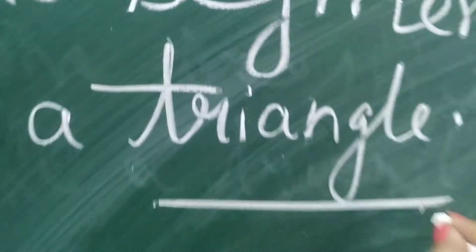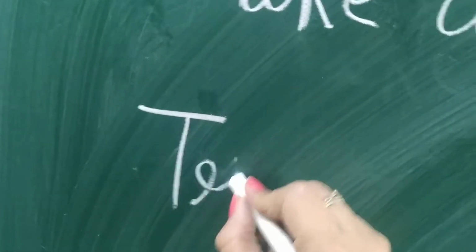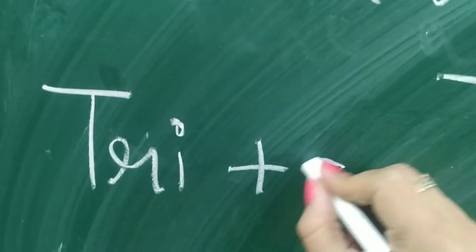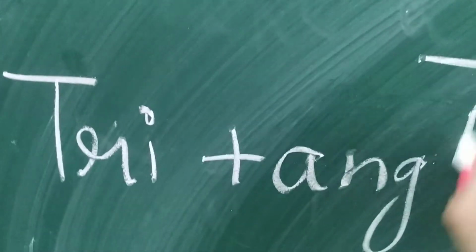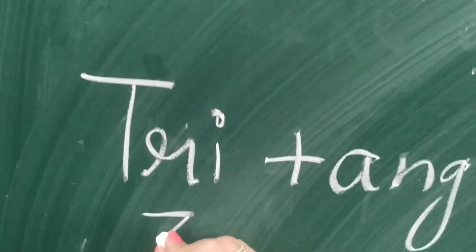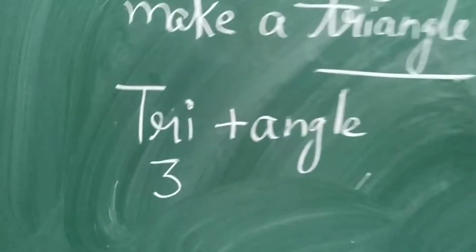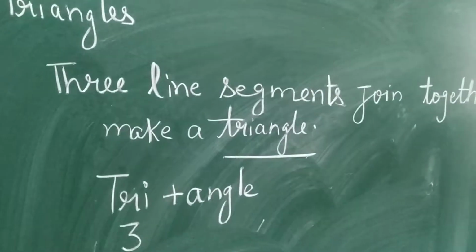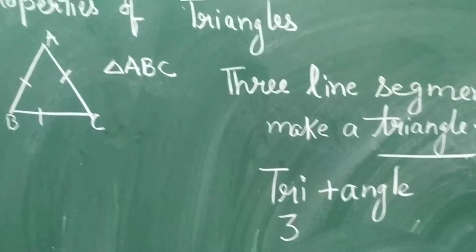Let's talk about this word triangle. Triangle कहाँ से बना है? Triangle is a Latin language word. Tri plus angle. Triangle is tri plus angle. Tri का मतलब होता है 3 and angles आपको पता ही है. When 3 angles are joined together, जब 3 angles को मिलाया जाए, it becomes a triangle.